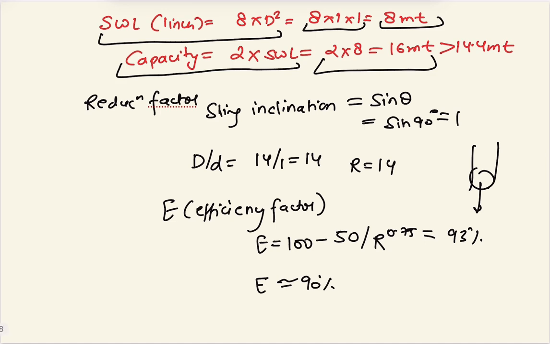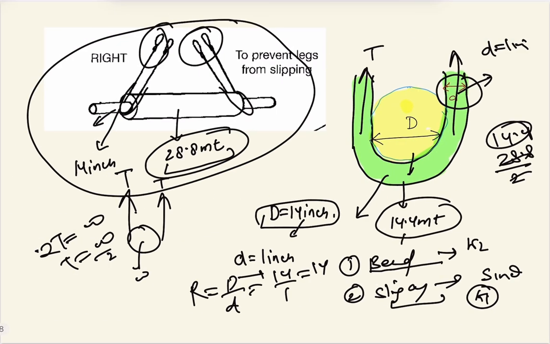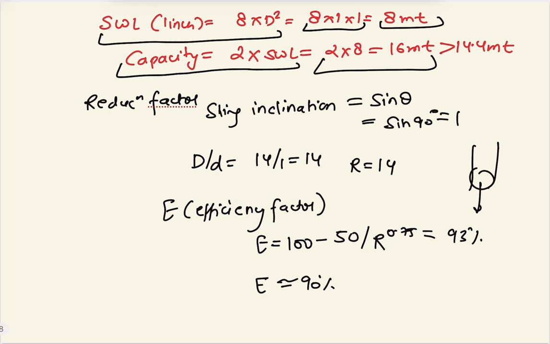If we are not considering any correction factor, the weight to be lifted is 14.4 metric ton, and we are getting 16 metric ton. Oh, then it is okay. But we have to consider the correction factor also, or the reduction factor also.